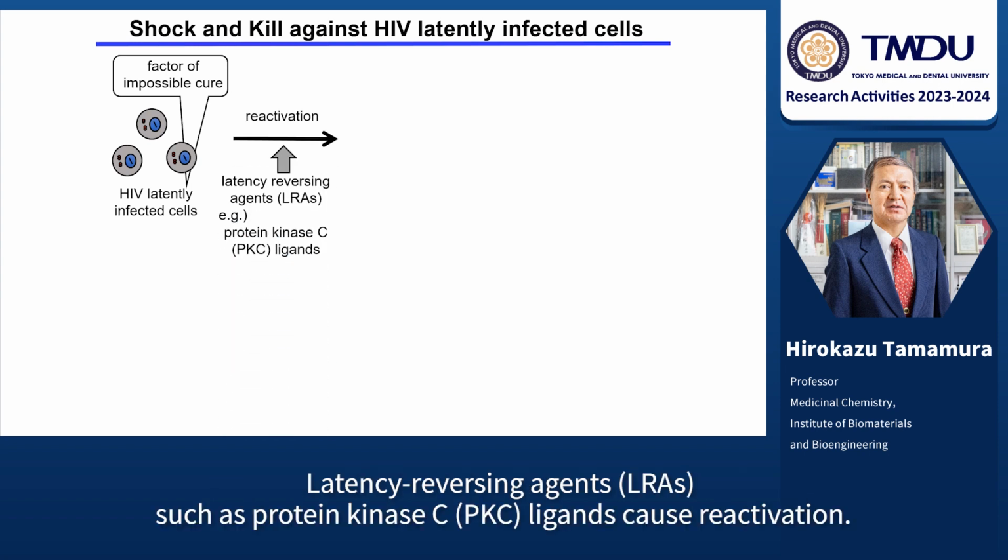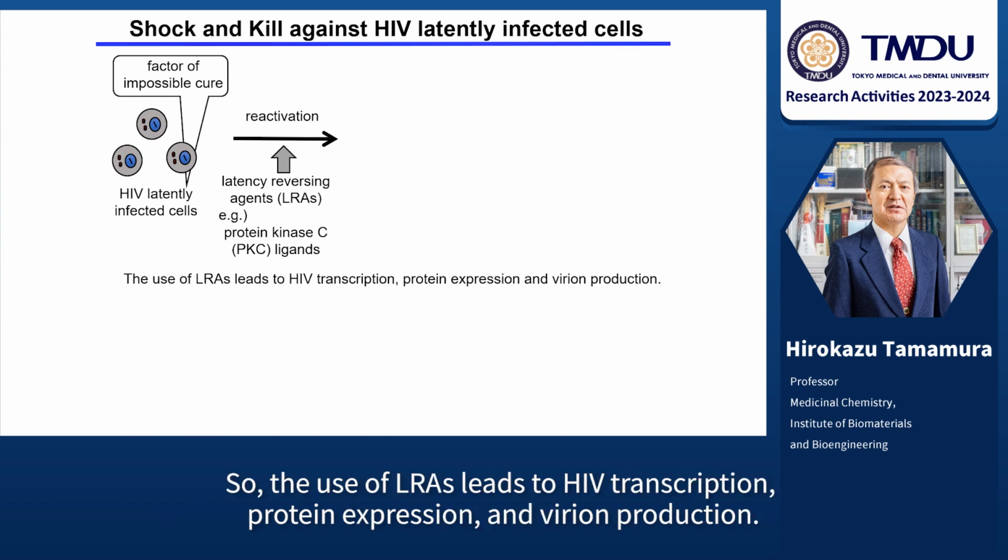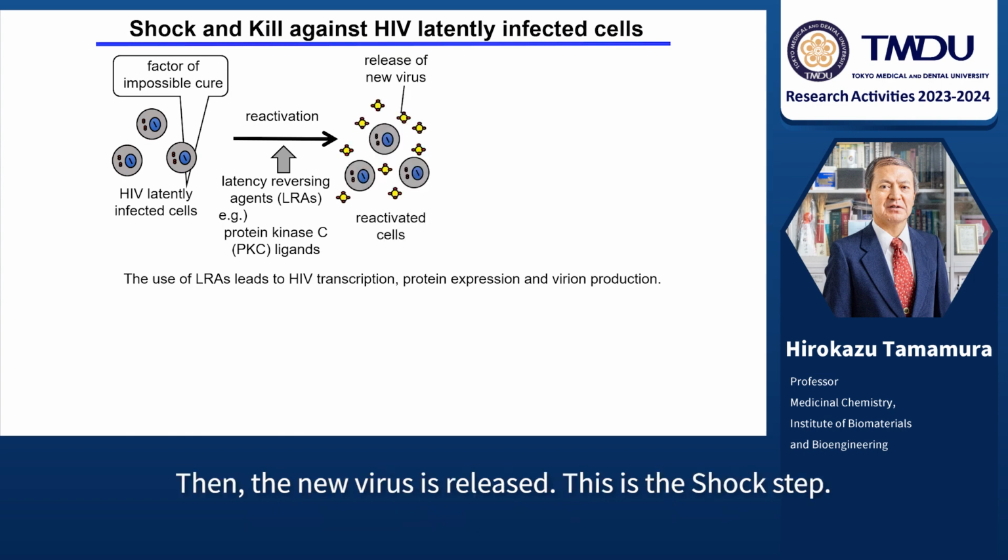Latency reversing agents, LRAs, such as protein kinase C, PKC ligands, cause reactivation. So, the use of LRAs leads to HIV transcription, protein expression, and virion production. Then, the new virus is released. This is a shock step.